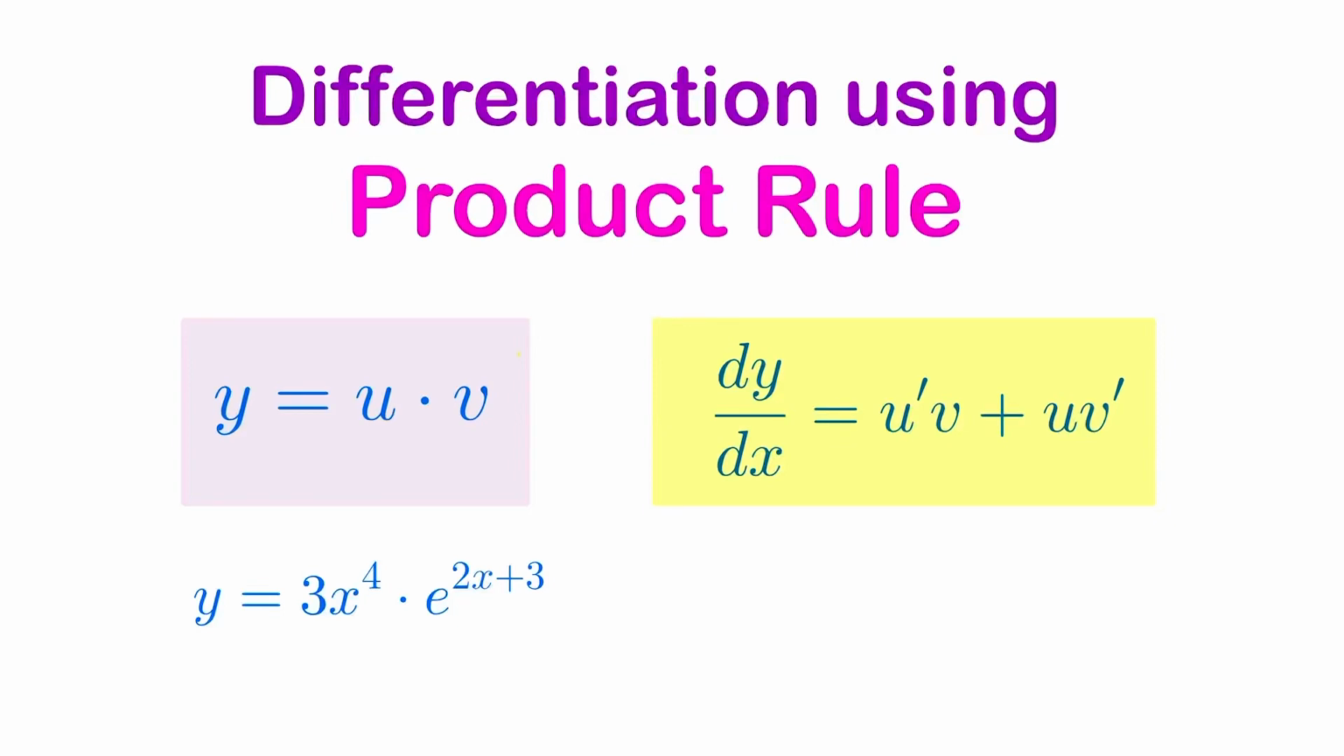So when you want to differentiate a product that's two terms multiplied together, we use something called the product rule, where we differentiate the first term and multiply it by the second term, and we add to that the first term multiplied by the derivative of the second term.